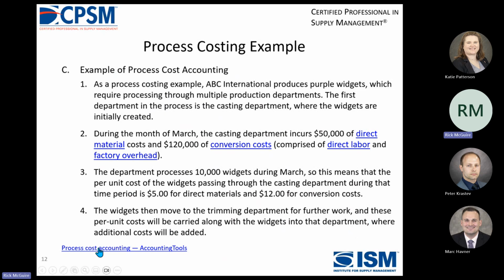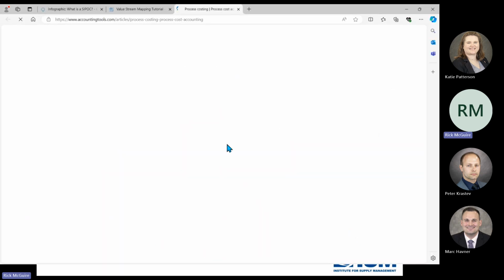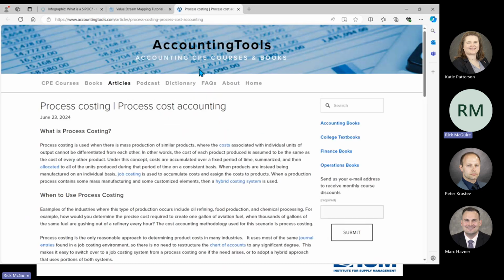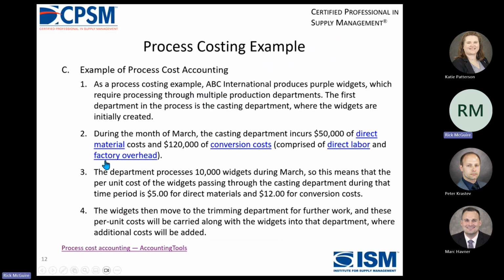So if you want to know more about process accounting, there's a link here. Our buddies at accountingtools.com have a pretty good explanation of it. And these are all accountingtools.com connections too.